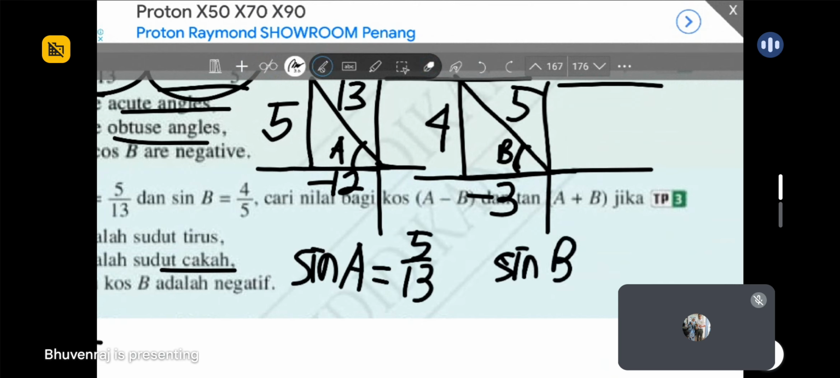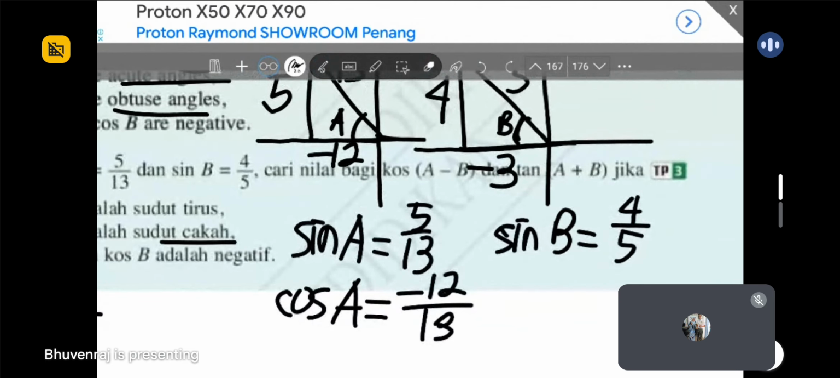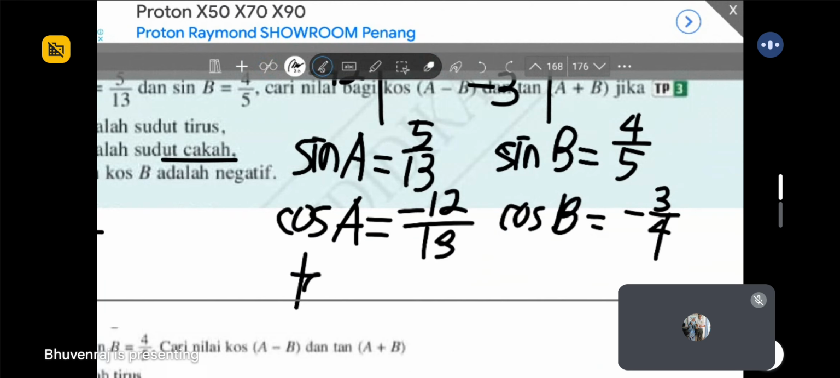Sin B is the same, 4/5. For cos A, you will get adjacent negative 12 over hypotenuse 13. So this is the difference here for the cos. Cos B, you will get negative 3/4. For tangent, the value will also be negative. Tangent A, you will have negative 5/12.